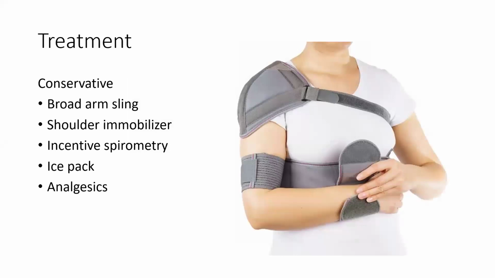Treatment. Most of the scapular fractures can be treated conservatively using a simple cuff and collar or a broad arm sling. We can use a shoulder mobilizer, and if it is associated with rib fractures, we have to encourage the patient to do deep breathing exercises and incentive spirometry. Along with it, we have to give ice packs and analgesics.